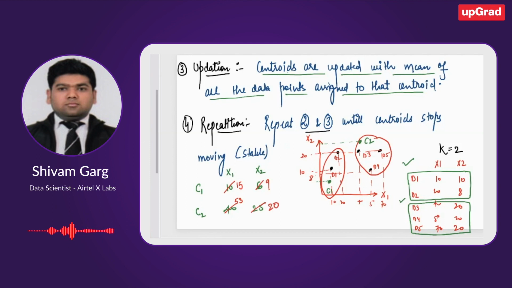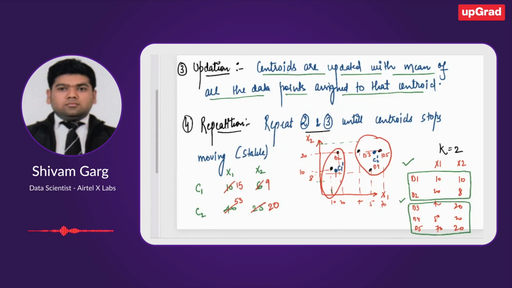So my new centroid values: C1 dash would be 15, maybe somewhere here, and 9 means it will become somewhere here. This centroid moved from this to this location, and C2 dash is 53, maybe somewhere here, and 20 means somewhere here. It will move from here to here. See, this is known as updation. Are you able to understand that? Now my previous centroid is no more a centroid. So now these are my new centroids.